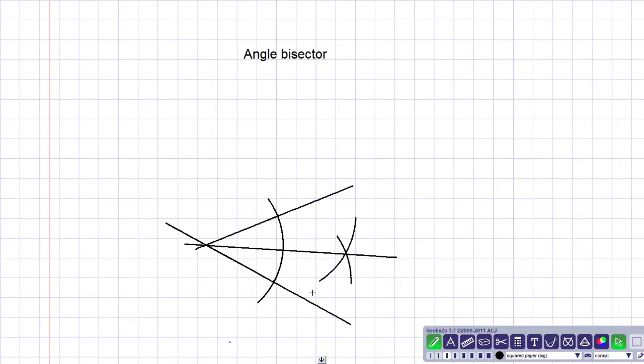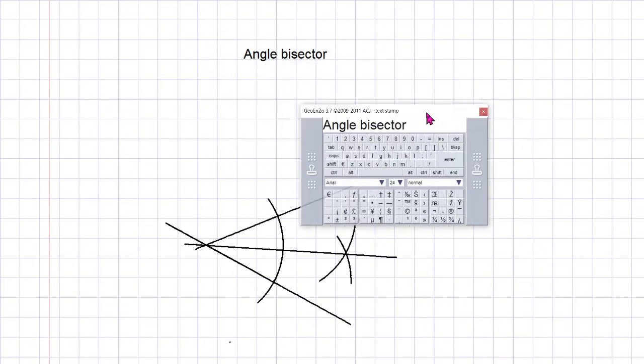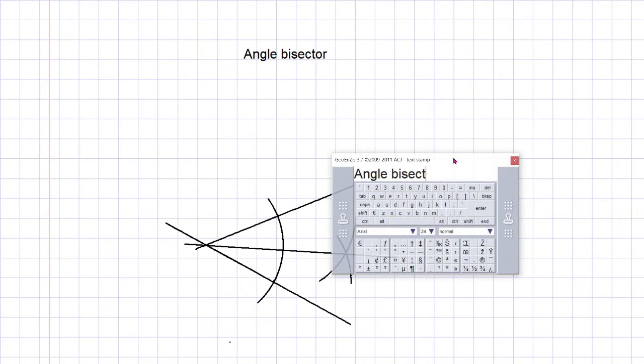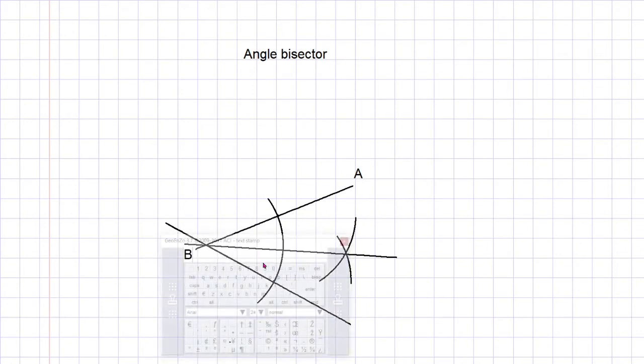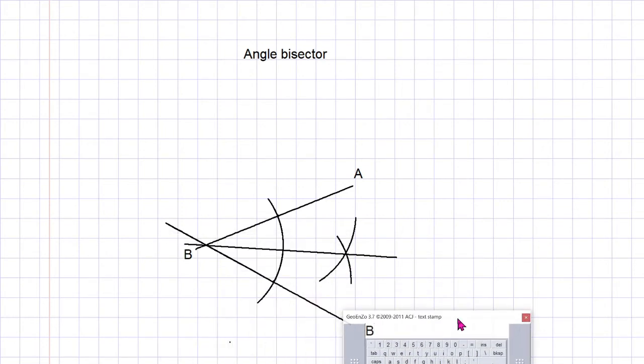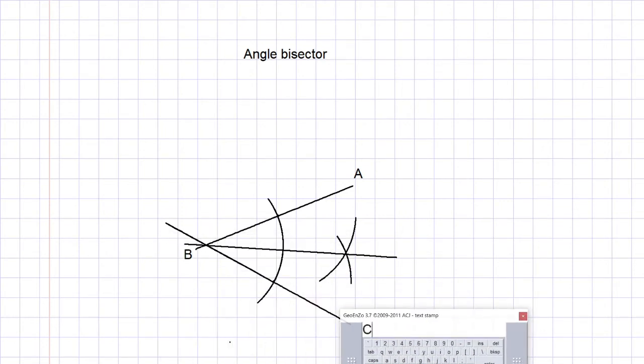If the angle is 60 degrees, then half of the angle is 30. This part is 30. Other part also 30. Using letters, let's name these straight lines. Let's name this A, this vertex as B, and this place as C. Then the angle is ABC.